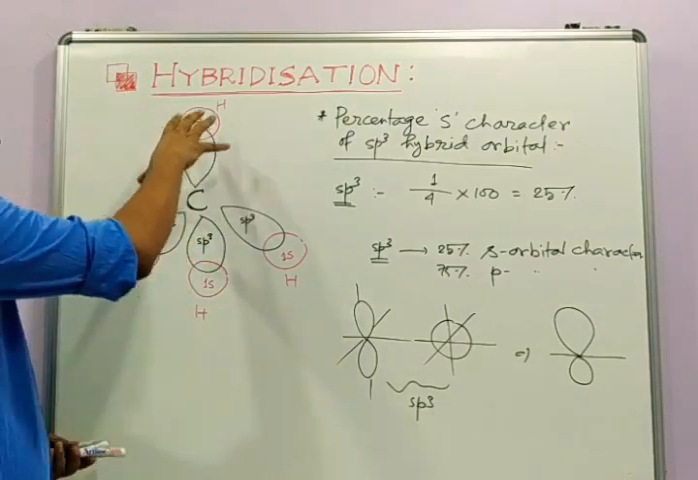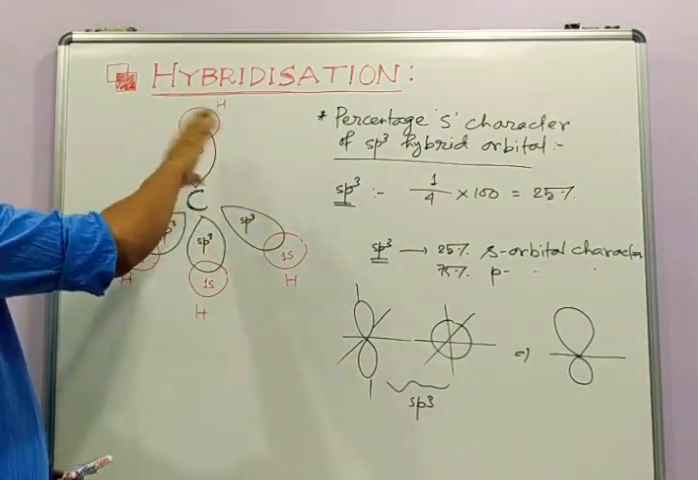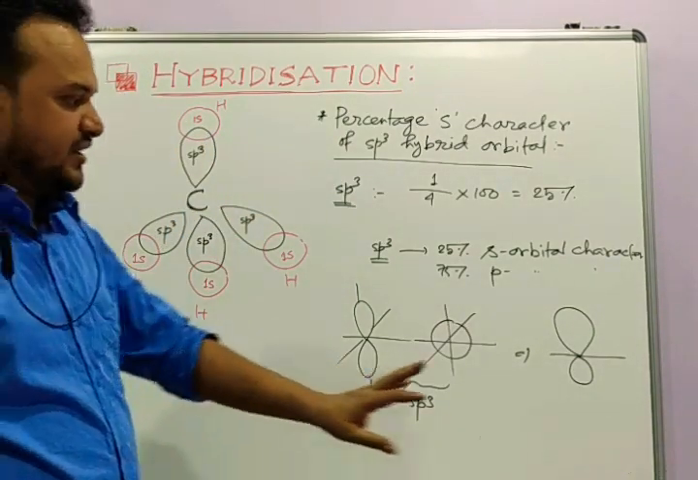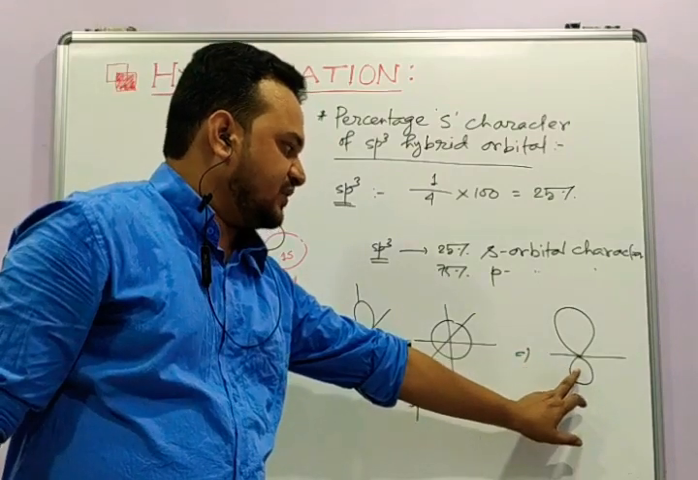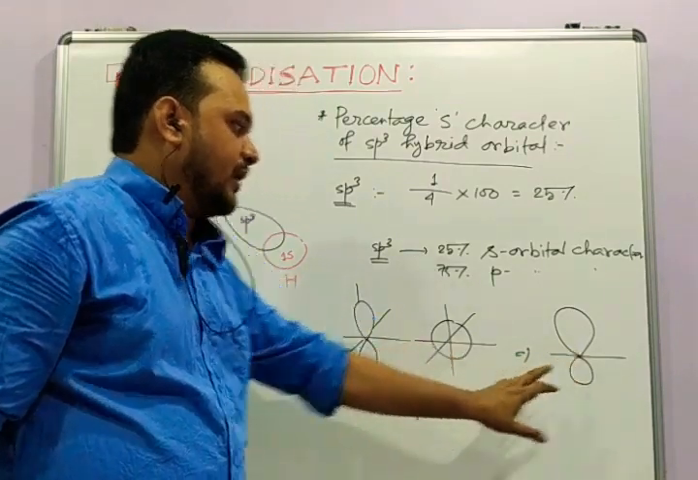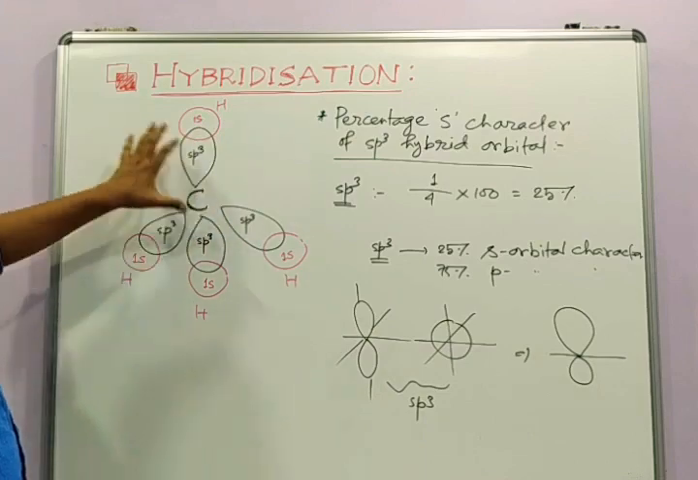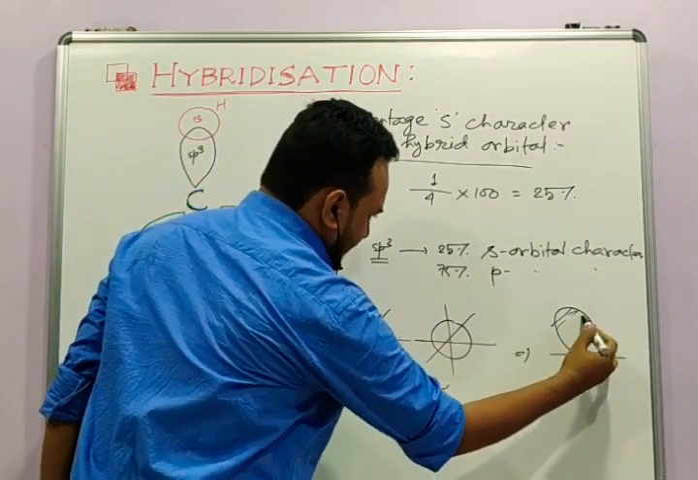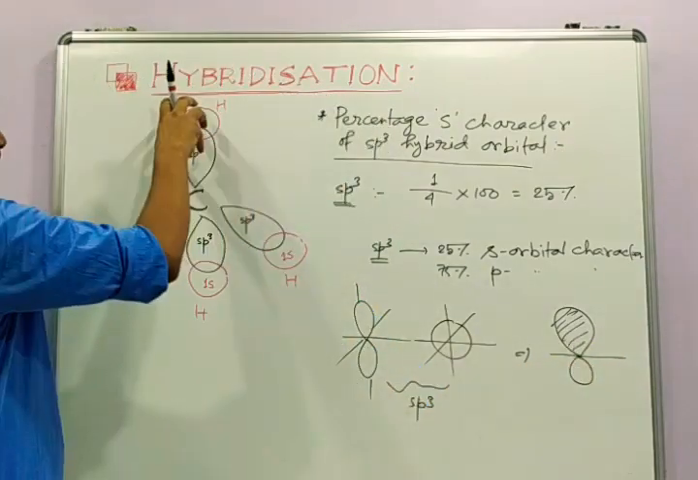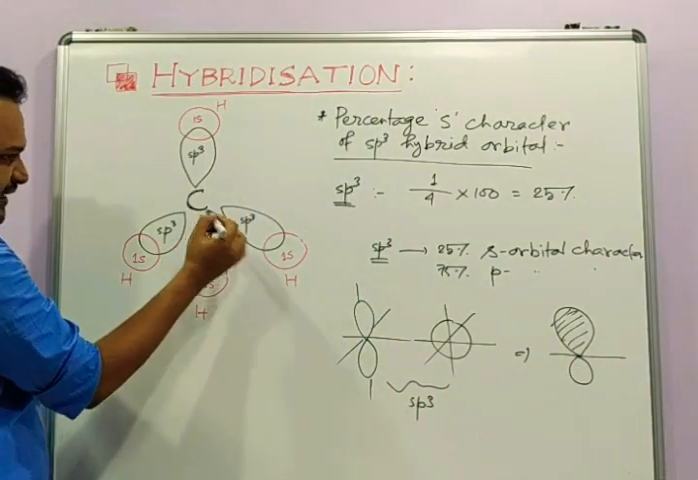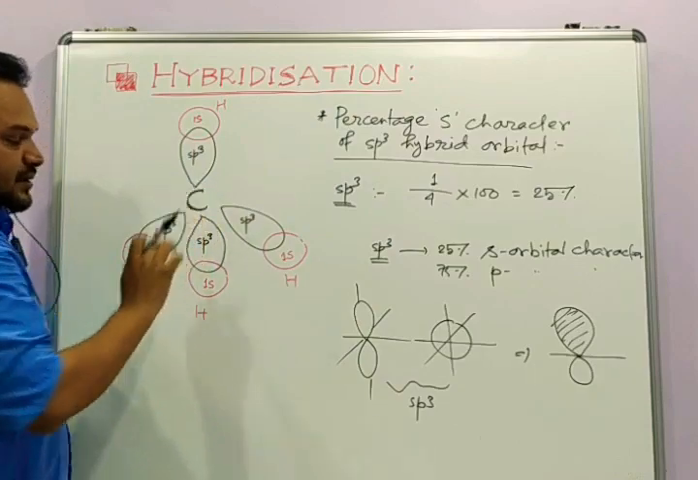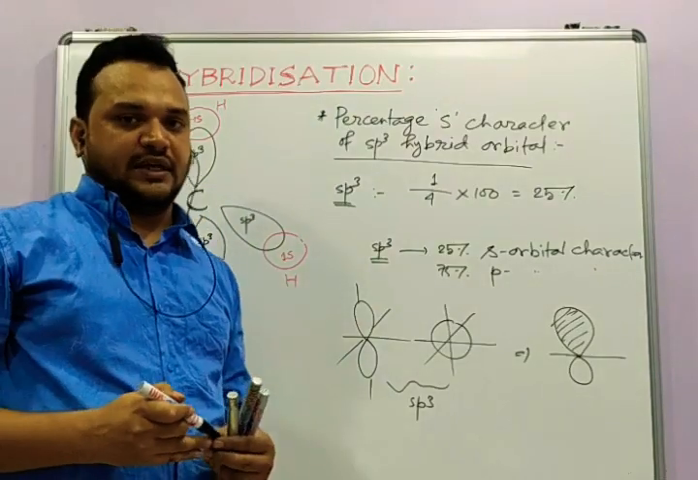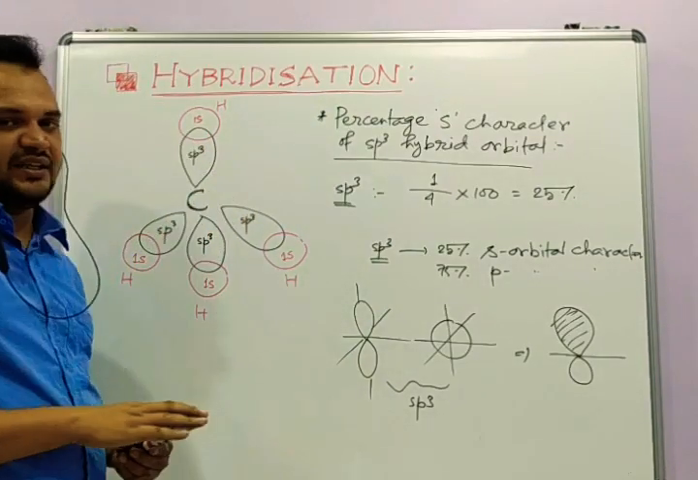Now when we show the orbital structure in this way, we generally do not mention this smaller lobe part. Otherwise the structure becomes very clumsy. We only show this bigger lobe to show the overlap. On the opposite side, this small part is there, but we don't show that, so that the picture becomes neat and clean, right?